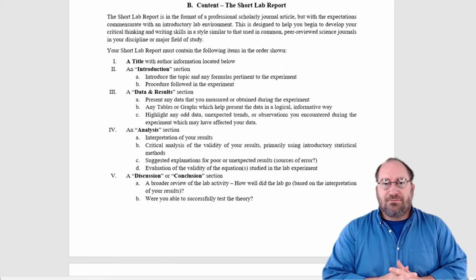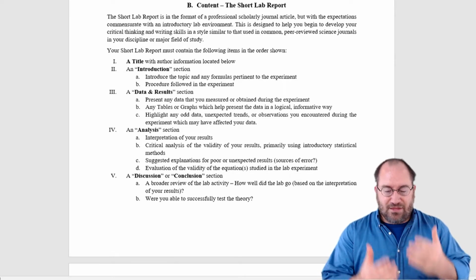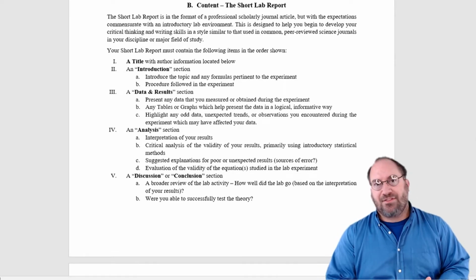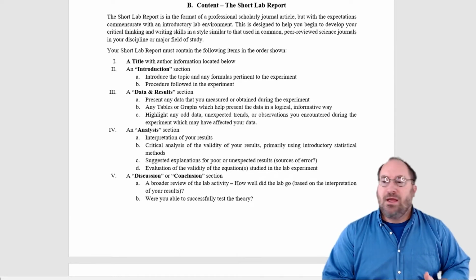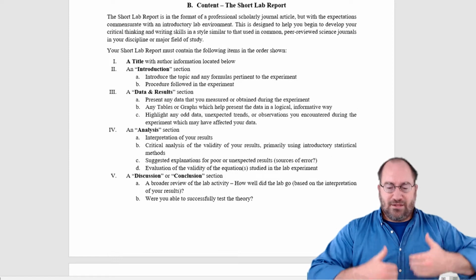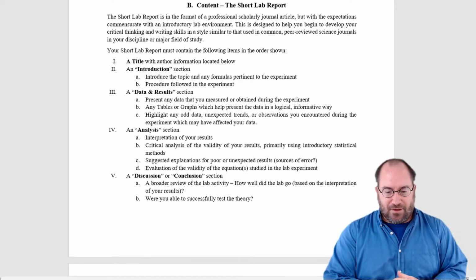Some people will like to put those a little bit further down, but if you introduce it right away, you can introduce it as the center point of your experiment. You are hypothesizing that this formula is a valid scientific principle, and the rest of the lab is designed to demonstrate either its success or its failure.